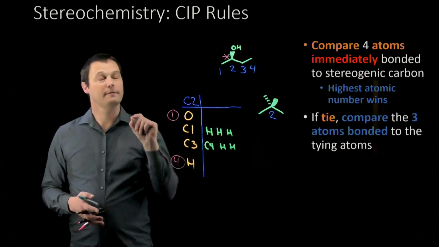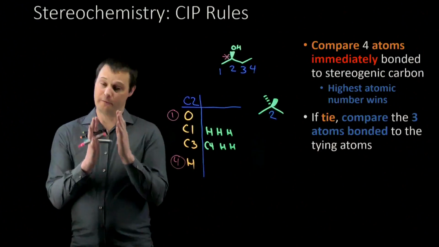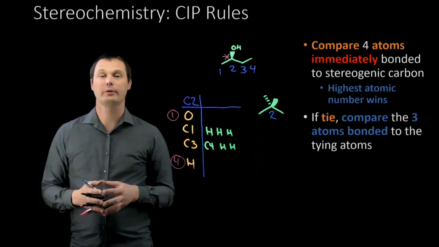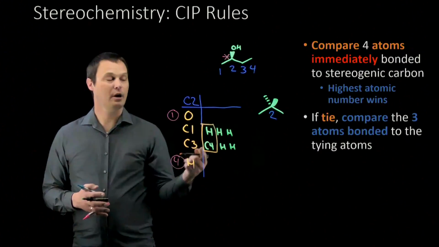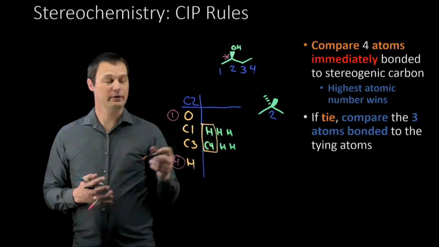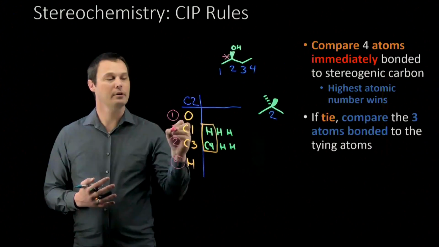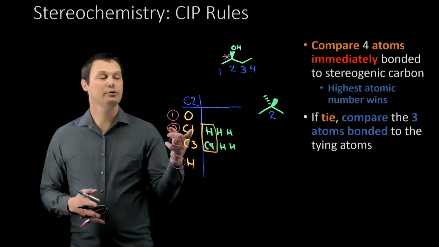From here, we look for the first point of differentiation, and that is our tiebreaker. It's very important we look for the first point of differentiation. That's why it's so important to write these groups in priority order. In this war, the first point of differentiation is right here at the beginning, hydrogen versus carbon. Carbon is a higher atomic number than hydrogen, so carbon number 3 is ultimately going to be our higher priority group over carbon number 1. Neither of them are higher priority than the oxygen, so carbon number 3 is priority 2, and carbon number 1 is priority 3.